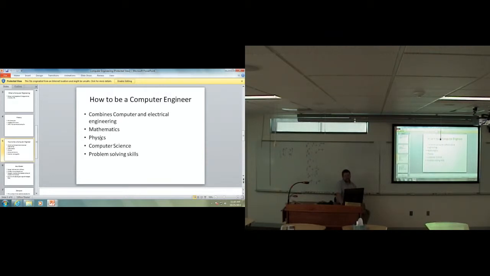This one, they just say mathematics, physics, computer science, problem-solving skills. Well, again, that's fine if you're going to talk about those things, but maybe you need to rename this slide, because this slide maybe should be what classes you should take to be a computer engineer, or the education for a computer engineer, or the skills for a computer engineer. Not how to be, because this isn't a how to be. It's just the things that you need to know how to do.